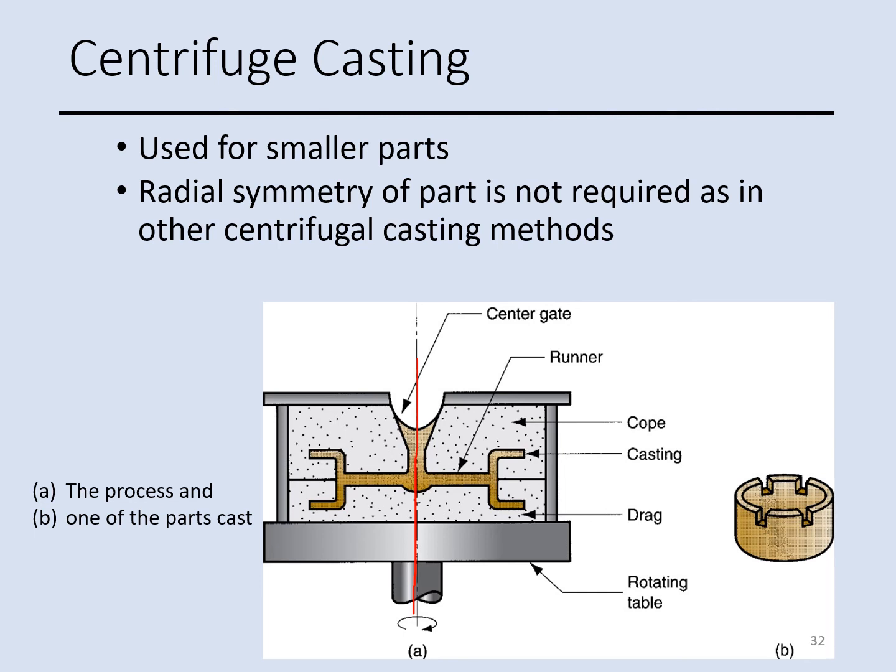part cavity located in this part and this part, and the molten metal is going to be poured into the mold, and because of this centrifuge force, this liquid will be distributed toward this cavity. This process is used for smaller parts, and the symmetry of the part is not required like other centrifugal casting processes.